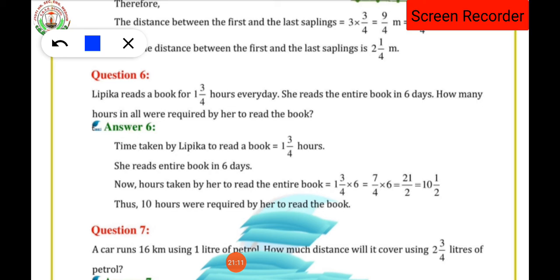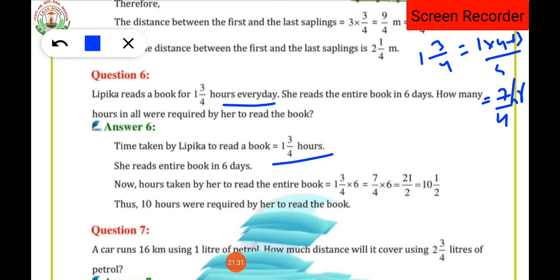1 3/4 hours. How much time Lipika takes to read the book is 1 3/4 hours. So we are going to change into an improper fraction. So it will become how much? So 1 into 4 will be 4. 4 plus 3 will be 7/4 hours. Okay. She read the entire book in 6 days. How many hours will be required by her to read the book?